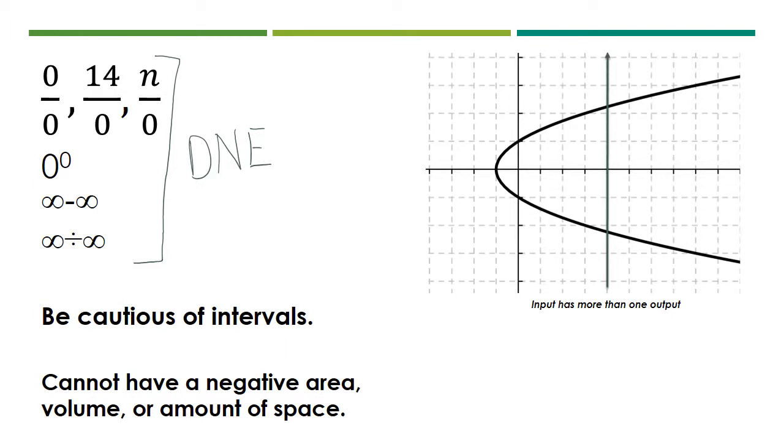Be very cautious of your intervals, what falls in and what falls out of your intervals. You cannot have a negative area, volume, or amount of space. It doesn't make sense. And remember this is the vertical line test, and this graph failed it miserably. Remember that the vertical line test is basically saying that for every input that we have exactly one output. Well, in this case, our input was 4, and we have one solution up here and also a solution down here. So that fails.